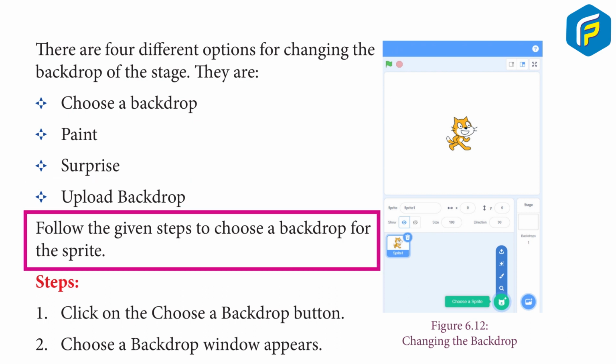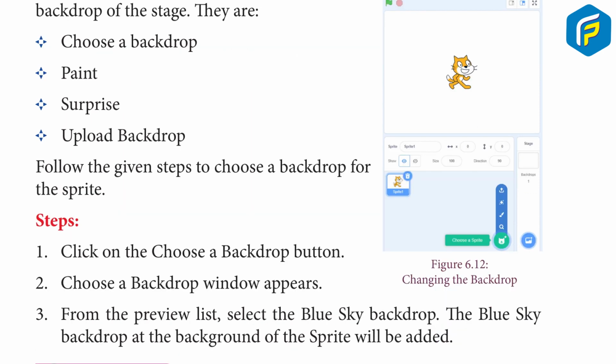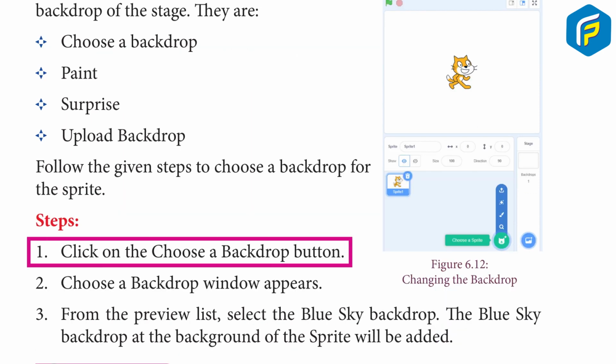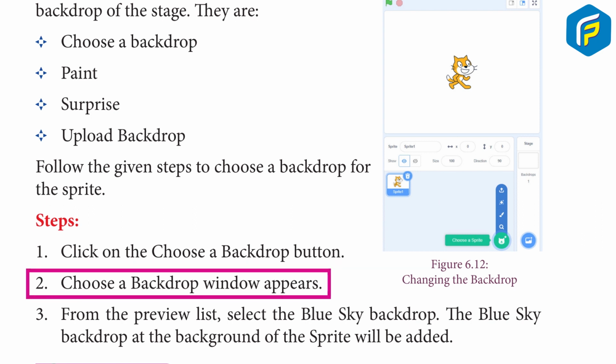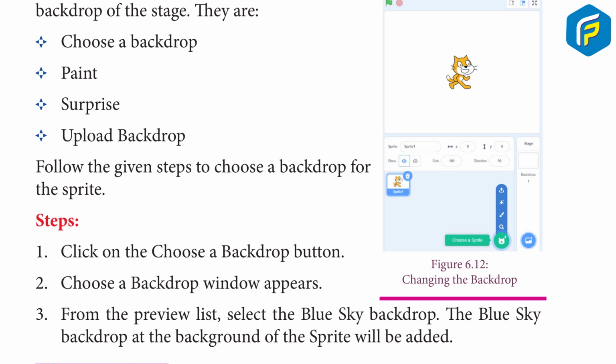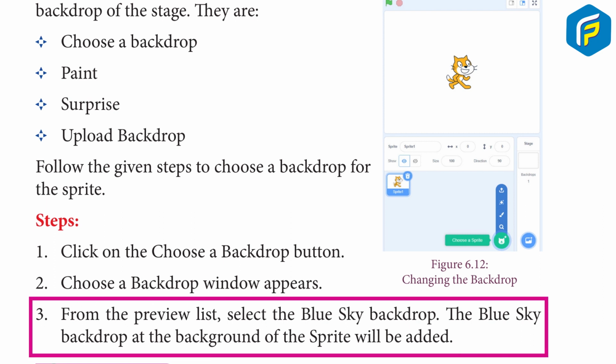Follow the given steps to choose a backdrop for the stage. Steps: 1. Click on the choose a backdrop button. 2. Choose a backdrop window appears. 3. From the preview list, select the blue sky backdrop. The blue sky backdrop at the background of the sprite will be added.